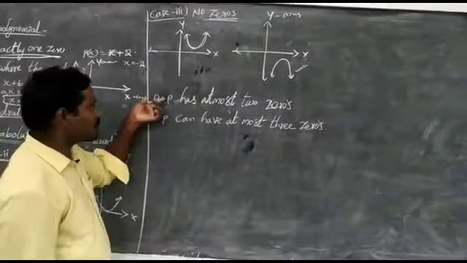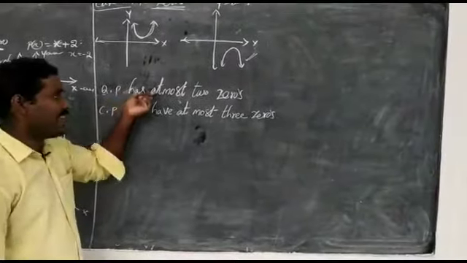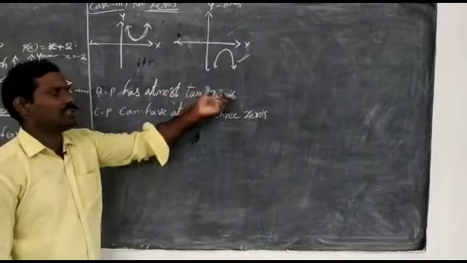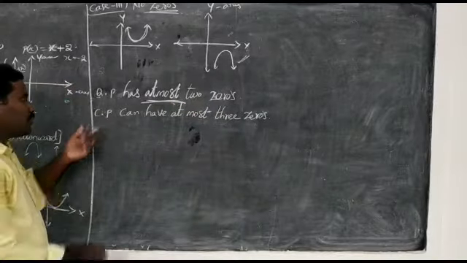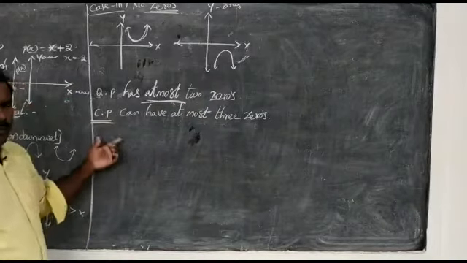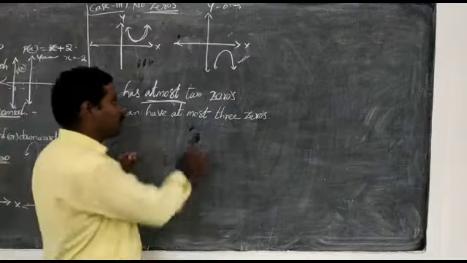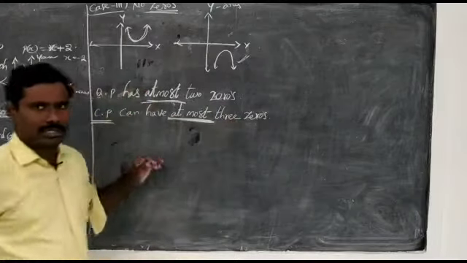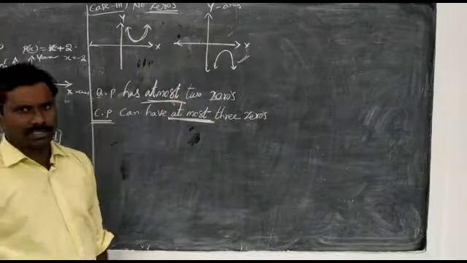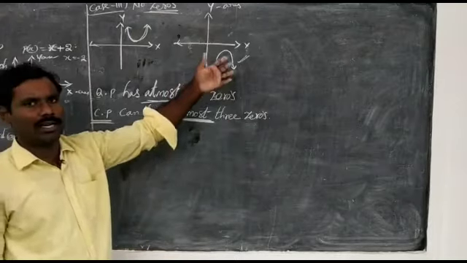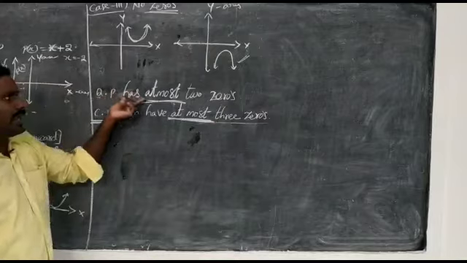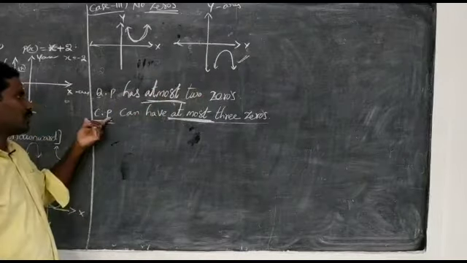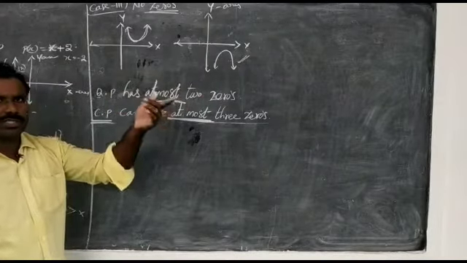That means a quadratic polynomial has at most 2 zeros. And if you take a cubic polynomial, it can have at most 3 zeros. That means 3 or less than 3: 3, 2, 1 or 0. These many zeros we have. A quadratic polynomial has at most 2 zeros, a cubic polynomial has at most 3 zeros.